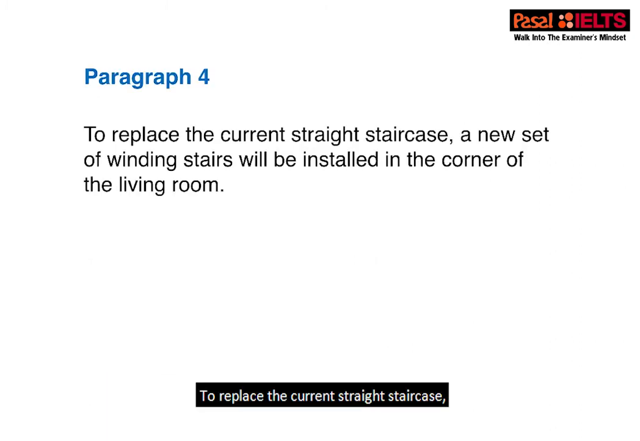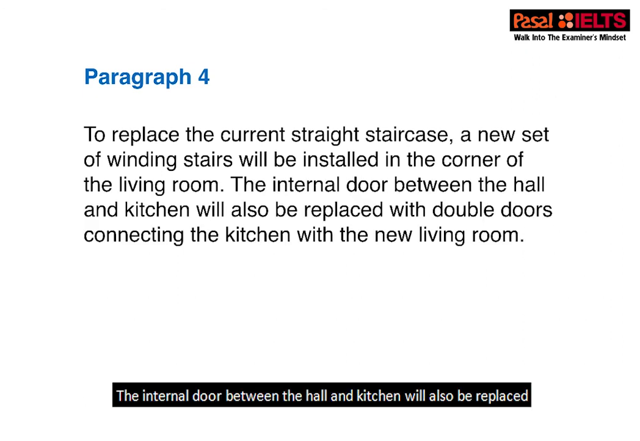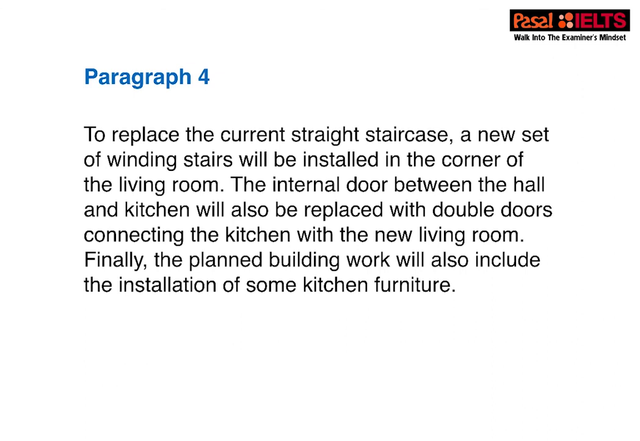Here's what I wrote. To replace the current straight staircase, a new set of winding stairs will be installed in the corner of the living room. The internal door between the hall and kitchen will also be replaced with double doors connecting the kitchen with the new living room. Finally, the planned building work will also include the installation of some kitchen furniture.